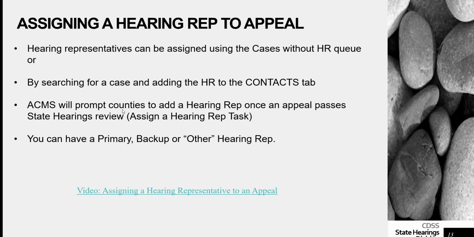And ACMS will prompt counties to add that hearing rep. There's a task called Assign a Hearing Rep task that you will get if you have a new case in your agency. There are 3 different kinds of hearing reps. There's a primary, backup, or other hearing representative. If you want to know more about assigning a hearing rep, there is a video that deep dives into how to do that step by step. Here is the link to it, and that is also on our YouTube channel.